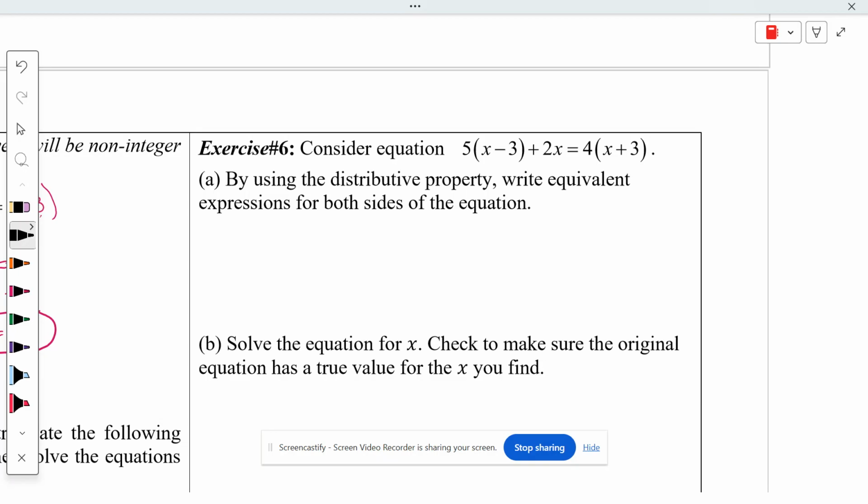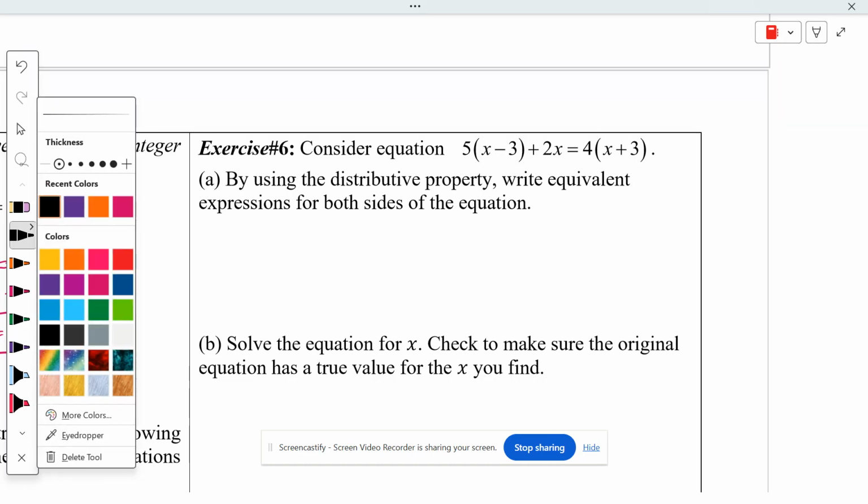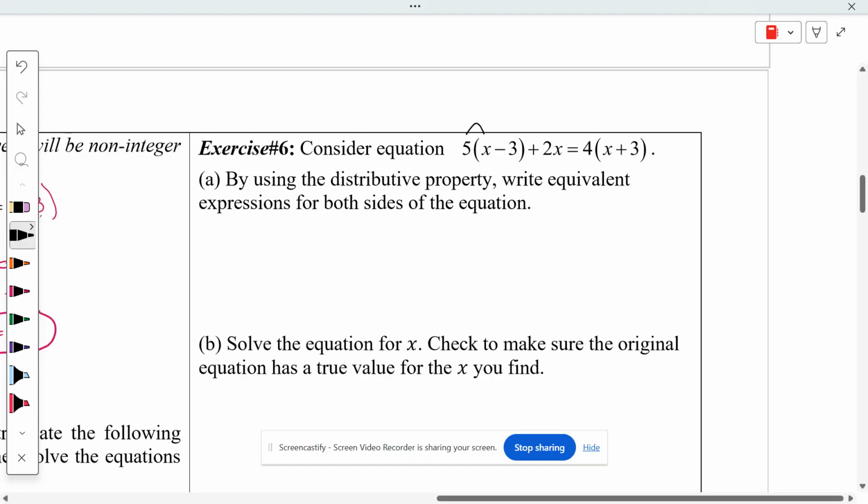So we're going to look at the equation: 5 times the quantity x minus 3, close my parenthesis, plus 2x equals 4 times the quantity x plus 3. It says by using the distributive property, write equivalent expressions for both sides. So we're just going to use the distributive property. Well, 5 times x is 5x. And 5 times -3 is -15 plus 2x.